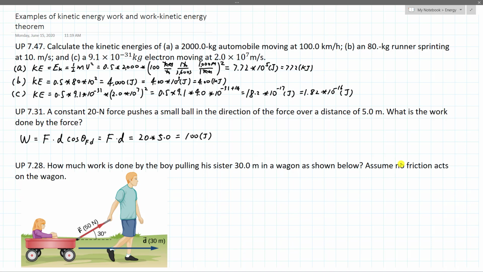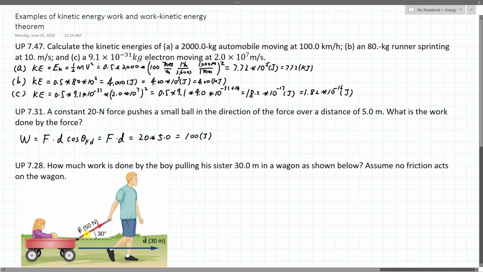And from the diagram, we found out the force magnitude was 50 newtons, but it was at an angle 30 degrees, and the displacement 30 meters, also mentioned in the text. So we'll use the same exact formula. So work is done by the boy. So that will be the force from the boy, the displacement pulled, and the cosine angle between the force and the displacement. In this case now we have a 30-degree angle, so it's cosine 30 degrees. And the force is 50 newtons, displacement 30 meters, then times cosine 30 degrees.